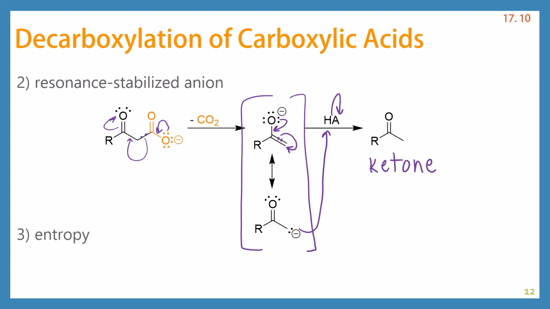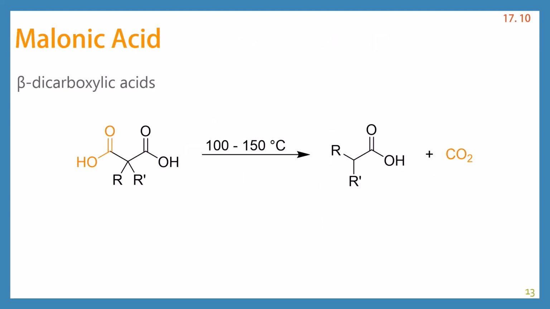And then, of course, the third reason is entropy. You start off with one molecule and you end up with two. Entropy loves that. So a special type of beta keto acid is a beta dicarboxylic acid. These are called malonic acids and malonic acid derivatives. So malonic acid is when you just have the dicarboxylic acid. And we'll see a lot of derivatives where R groups are added on to that central carbon, and that's what this example is using.